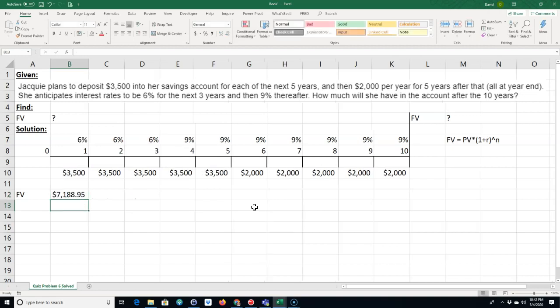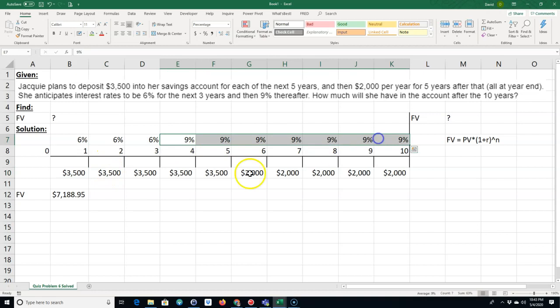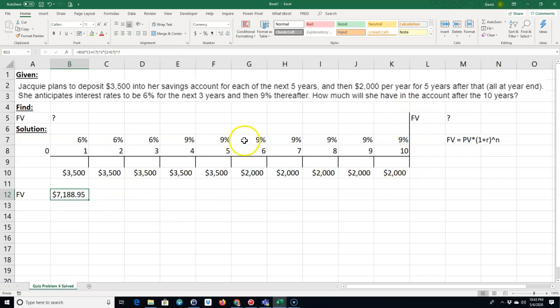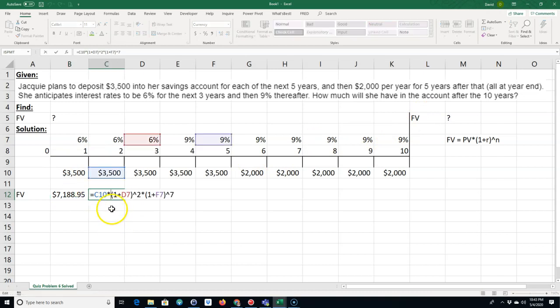And so my first year, this cash flow, if I earn 6% over 2 years and 9% over 7 years, and of course I'm earning interest on interest as I go through this. This is what I'll have at the end. So this will contribute that much to the future value. So let's copy this over. Now we're talking about this 3,500.